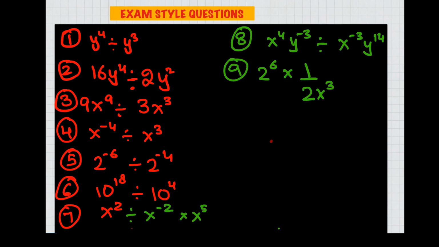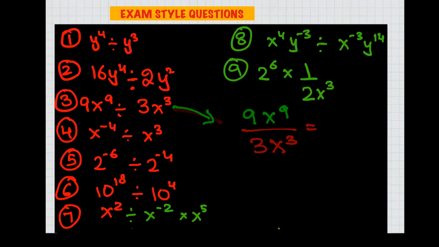Here are some exam style questions for you. Please apply the same rule. Let me do few examples for you. If I do number 3, let's write down the question: 9x^9 divided by 3x^3. So how we do these questions, we're gonna deal numbers with numbers and alphabets with alphabets separately.